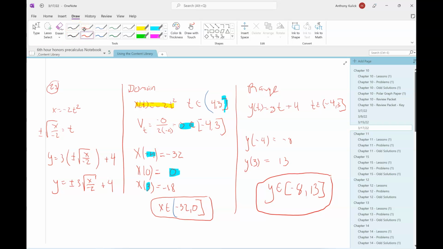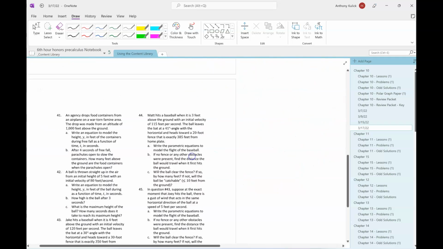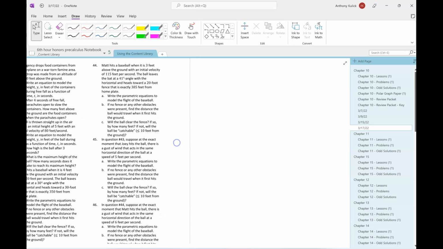Lexi. 44? Sure. So it says, Matt hits a baseball when it's 3 feet above the ground with an initial velocity of 115 feet per second. The ball leaves the bat at a 41-degree angle to the horizontal and heads towards a 20-foot fence that is 385 feet away. Write parametric equations to model the flight of the baseball.